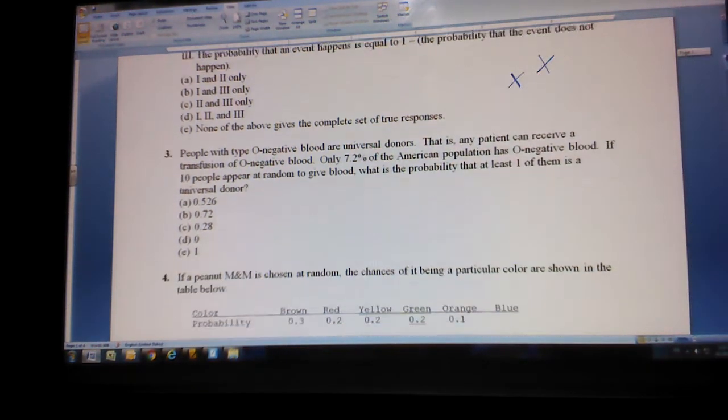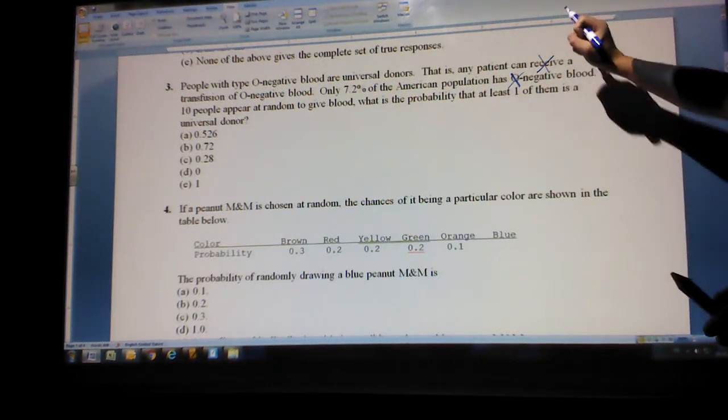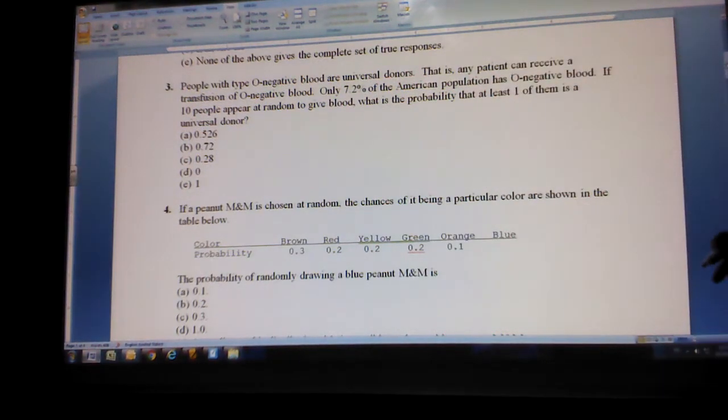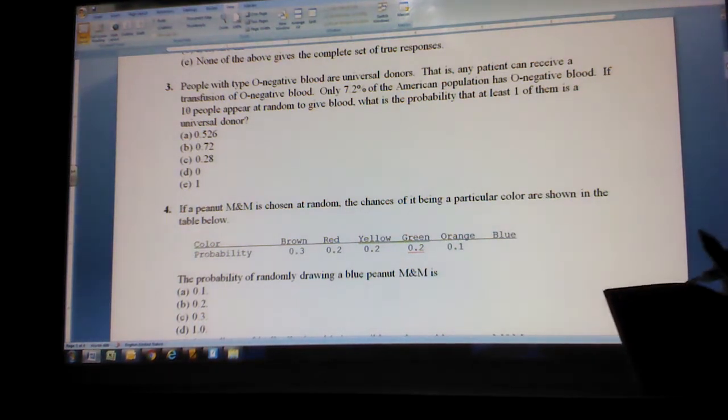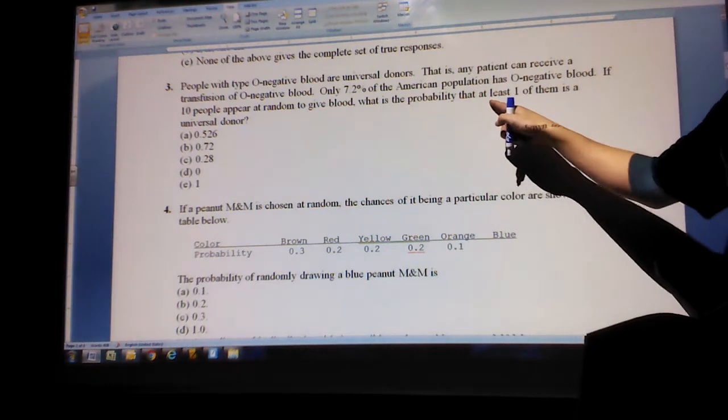Question 3. People with type O negative blood are universal donors. They're givers. That is, any patient can receive a transfusion of O negative blood. Only 7.2% of the American population has O negative blood. If 10 people appear at random to give blood, what is the probability that at least one of them is a universal donor? At least one.